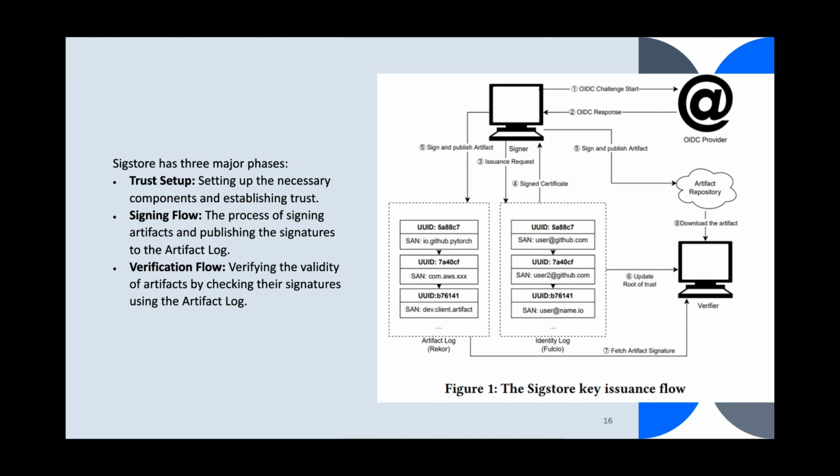The figure shows the Sigstore key issuance flow. First, the signer goes to the OIDC provider, and once it gets a response, it goes to the identity log, which is Fulcio, with an issuance request, and gets a signed certificate. After that, it goes to the artifact log, Rekor, signs and publishes the artifact, and updates the root of trust. The verifier fetches the artifact signature and downloads the artifact from the artifact repository.